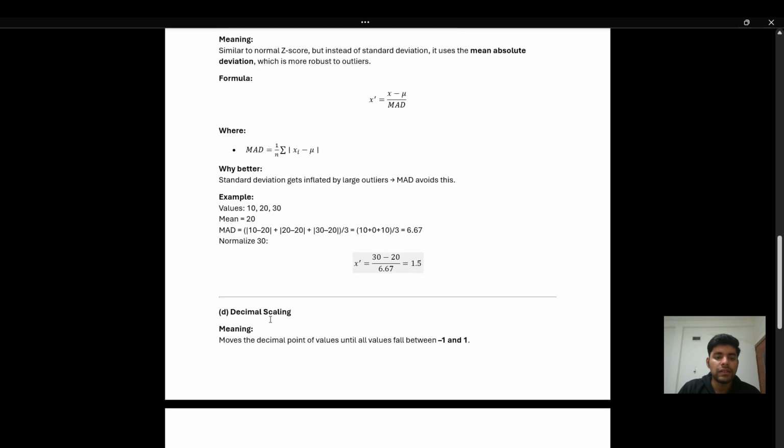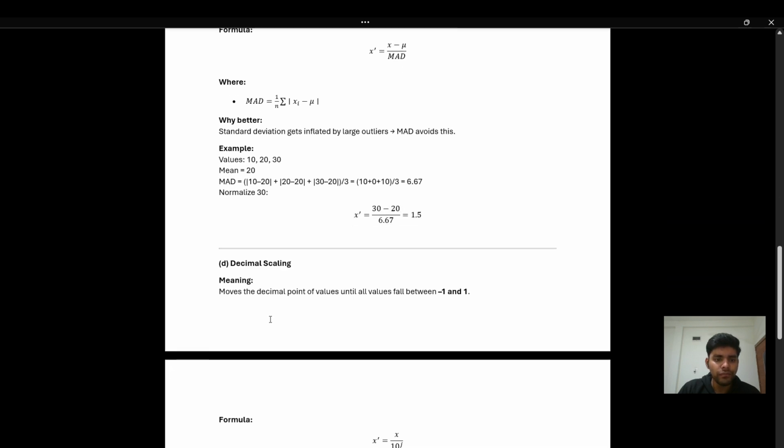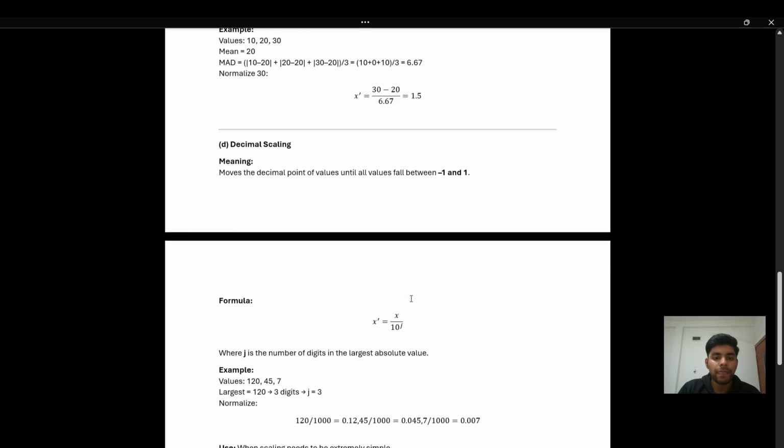Now the fourth one is decimal scaling. Moves the decimal point of values until all values fall between -1 and 1. Formula is x dash is equals to x upon 10 to the power j, where j is number of digits in the largest absolute value.